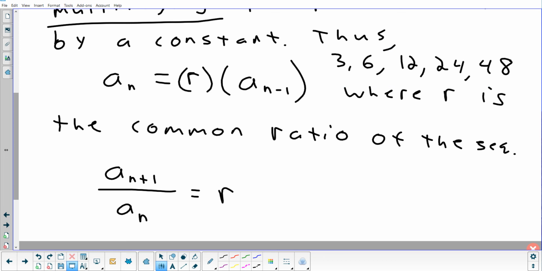Take a term and divide by the one before it. Now, if you try this on the last problem, it won't work. You'll get a different answer every time because the last problem was not geometric.